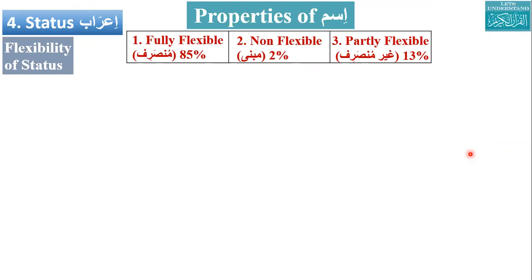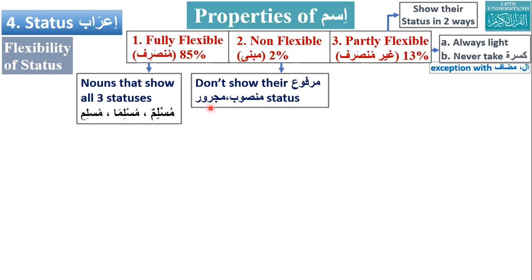What is heavy and light? Heavy versus light nouns. Now we know that light is when there is no noon or no tanween at the end, and there is also a flexibility of the status. So there are three types of flexibilities. One is fully flexible. So a noun can be fully flexible, it can be non-flexible or partly flexible. So fully flexible is when the ism shows all the three statuses. Three statuses mean marfu, mansub, and majroor.